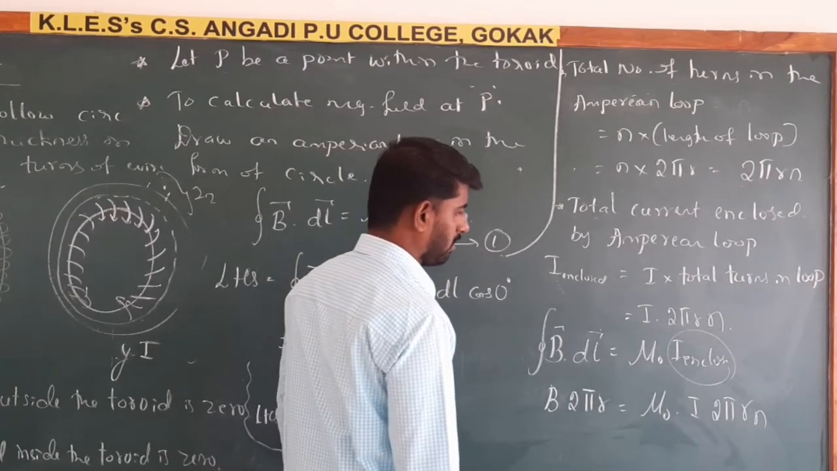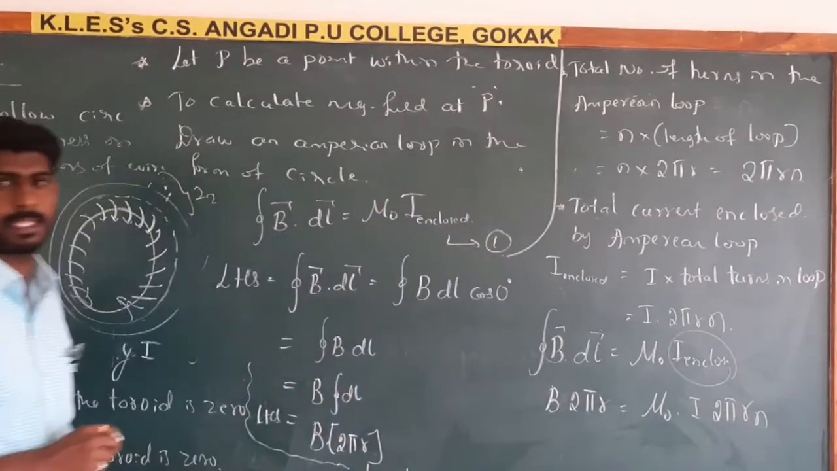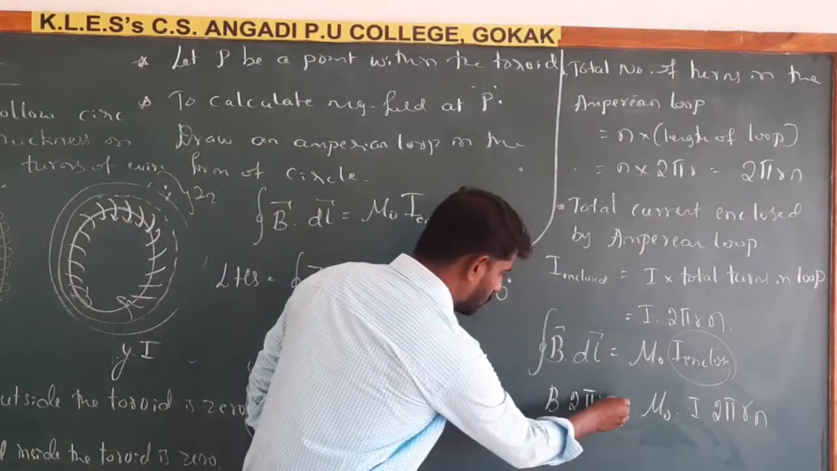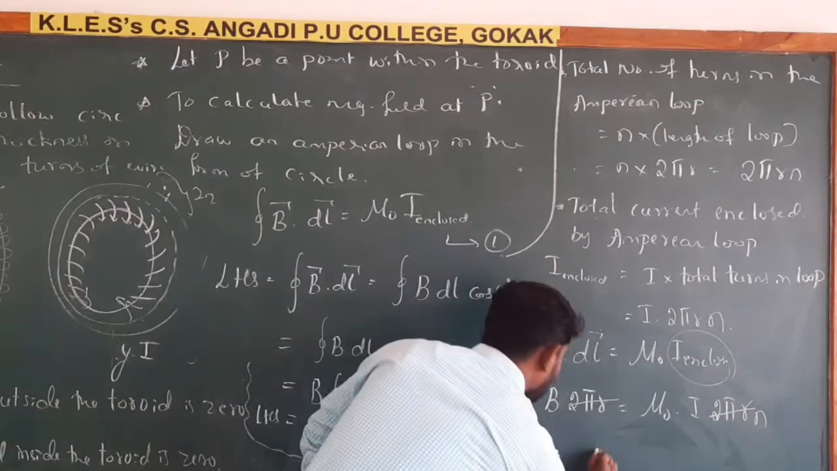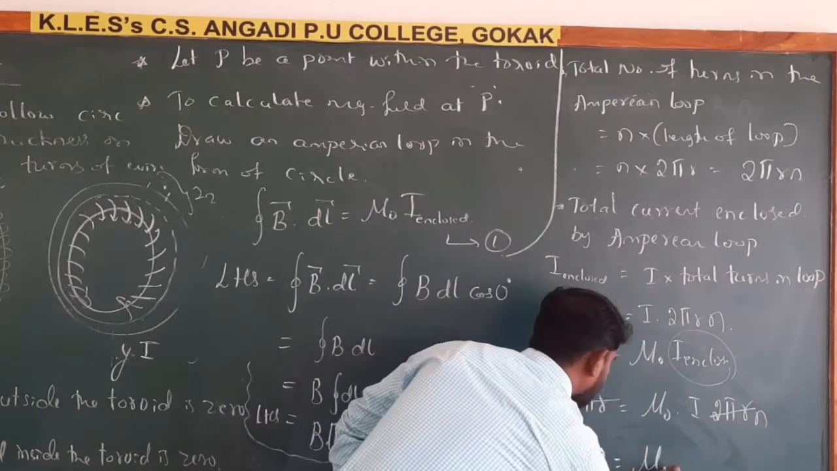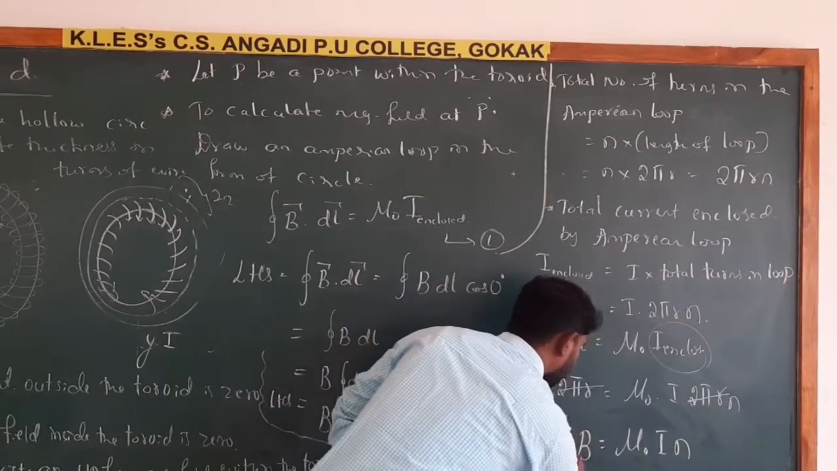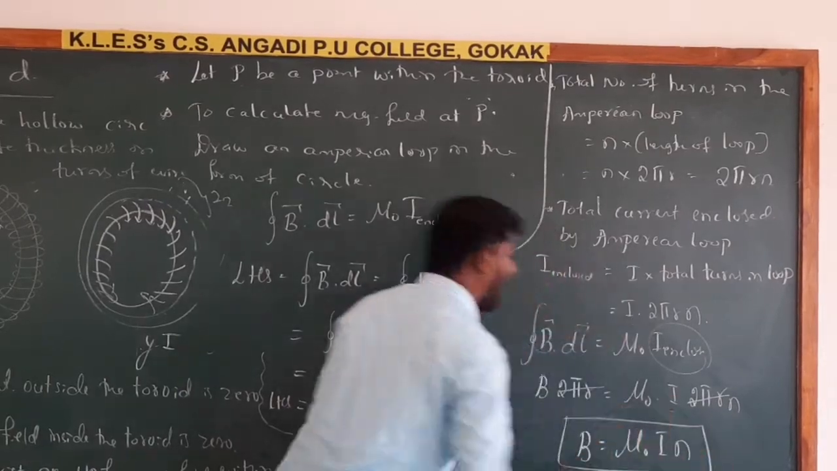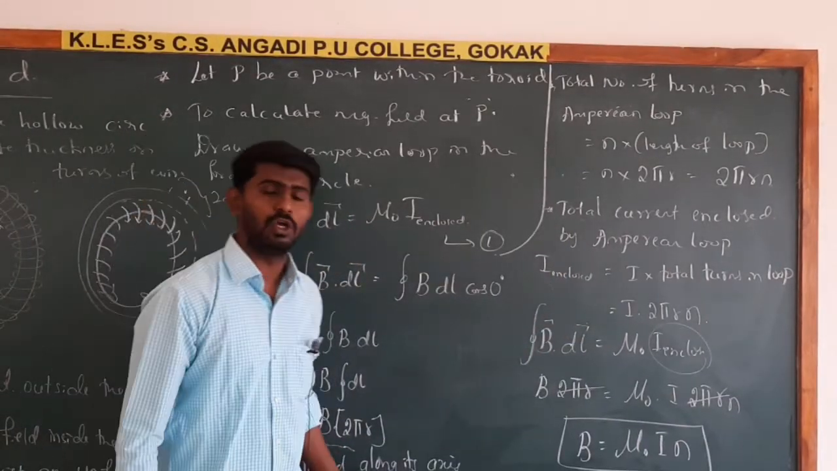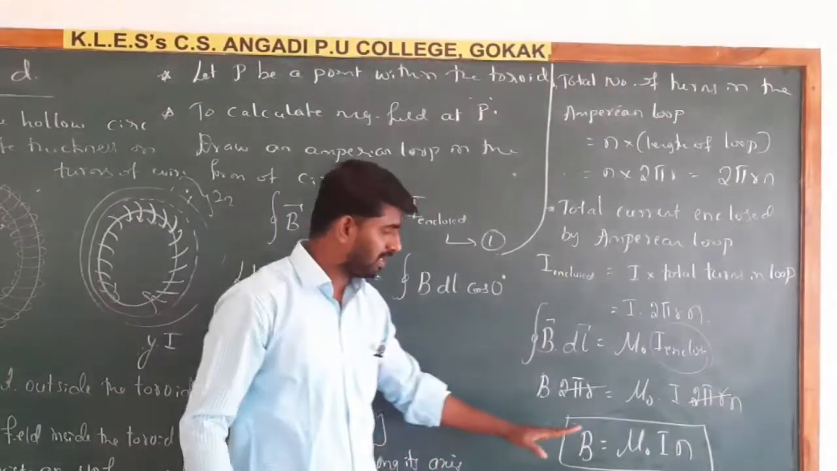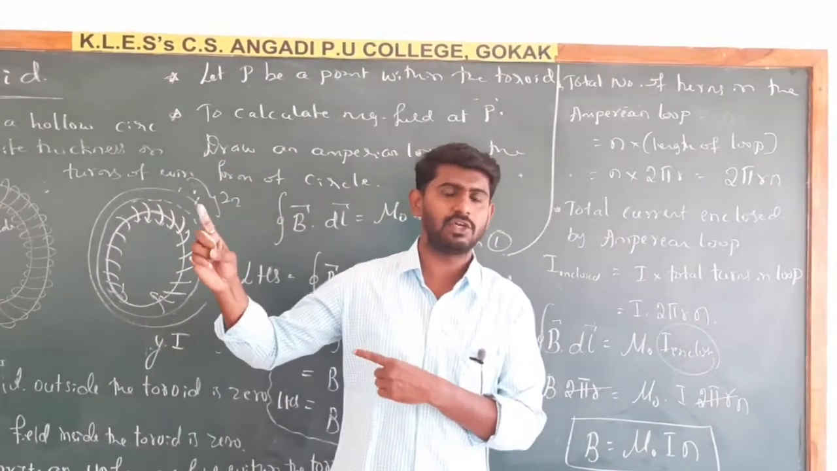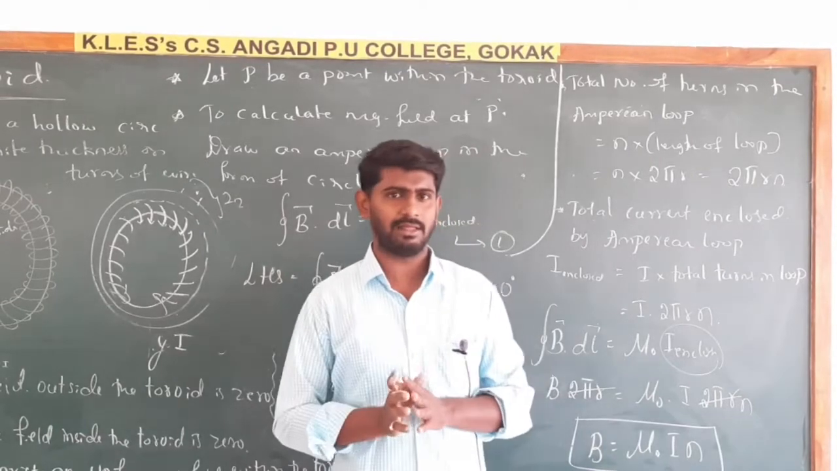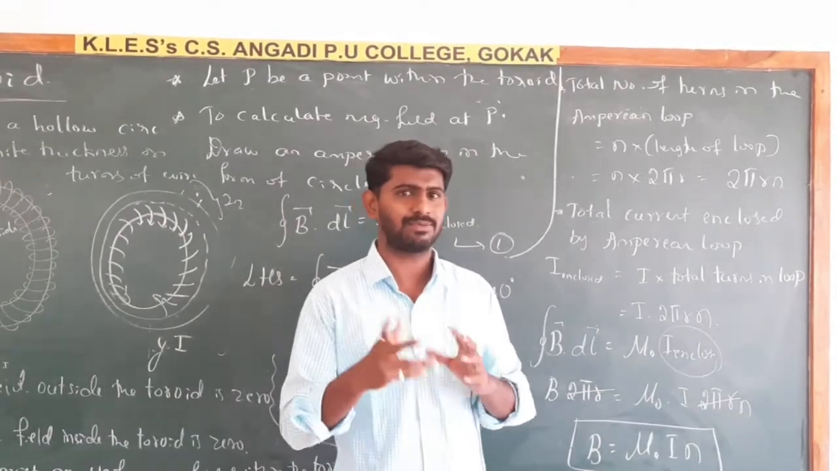Okay, next one. Next, this 2 pi r and this 2 pi r cancel. What remains now is B is equal to mu naught I into n. B is equal to mu naught I n. This is the magnetic field due to toroid. Okay, if you compare this equation with the solenoid, there also B is equal to mu naught I n only. But there is one difference, I will explain that.